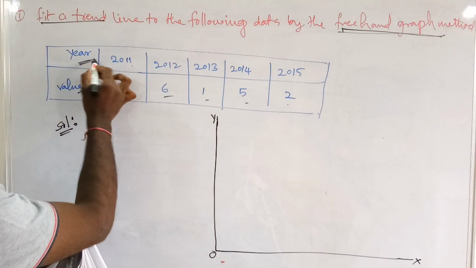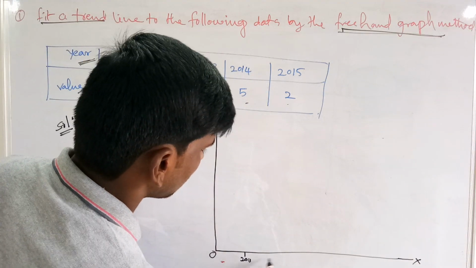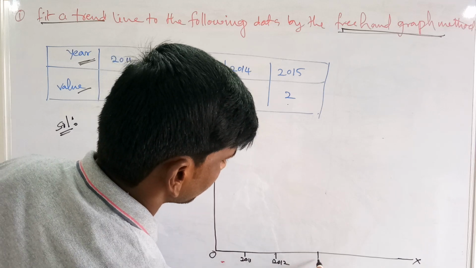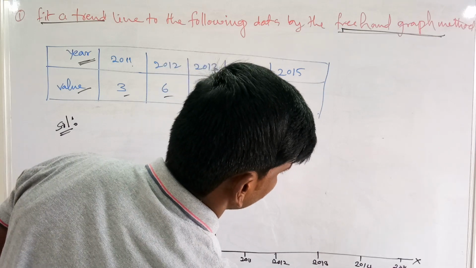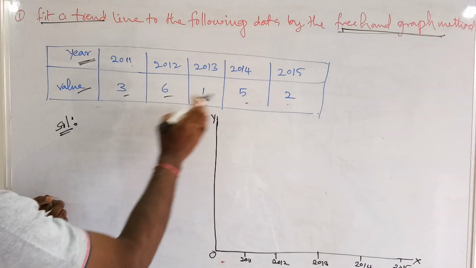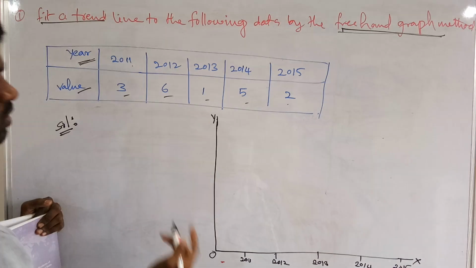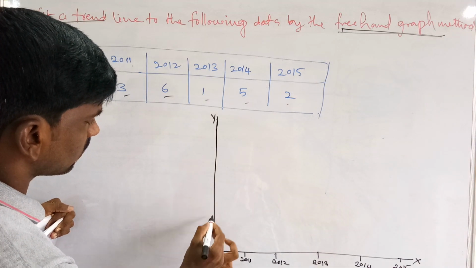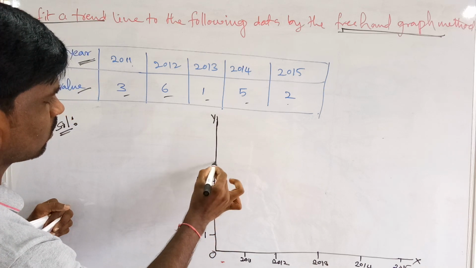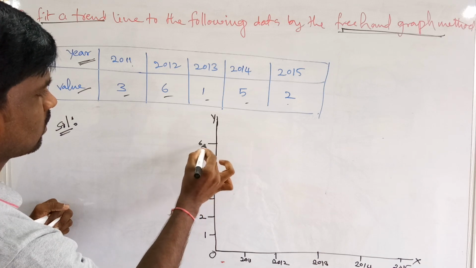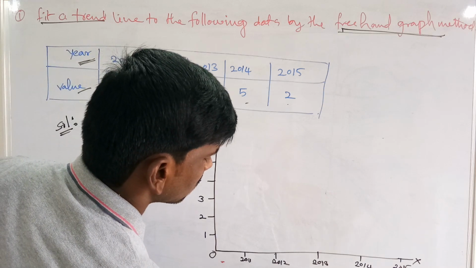So here the year is the time: 2011, 2012, 2013, 2014, and 2015. There are 5 years. And the values: the minimum value is 1 and the maximum is 6. So we can take from 1 to 6: 1, 2, 3, 4, 5, and 6.